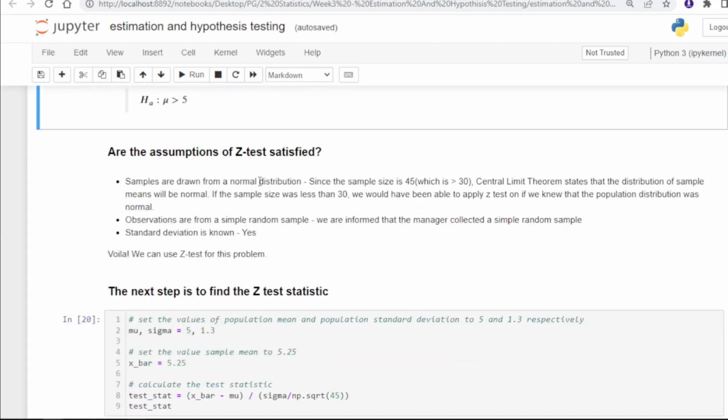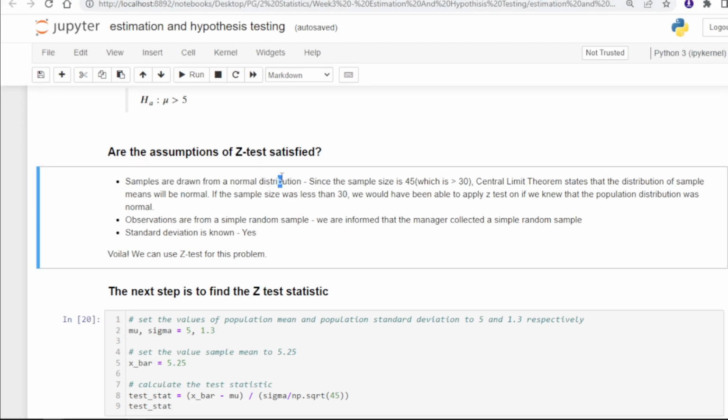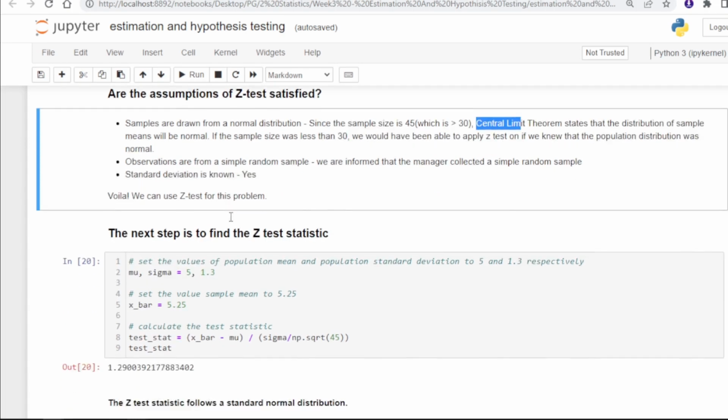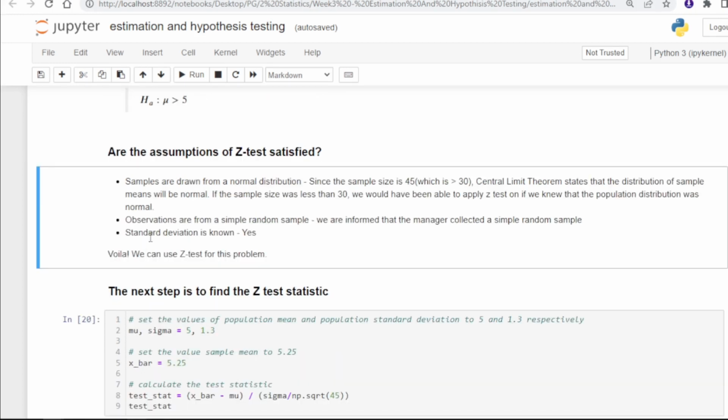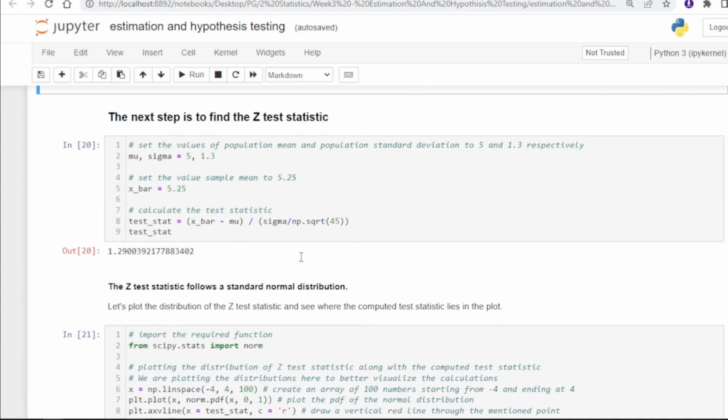So are the assumptions of the z-test satisfied? Let's say samples are drawn from a normal distribution. Since the sample size is 45, which is greater than 30, the central limit theorem states that the distribution of the sample mean will be normal. If the sample size was less than 30, we would be able to apply the z-test only if we knew that the population distribution was normal. The observations are from a simple random sample, since we are informed that the manager collected a random sample. And the standard deviation is known, yes.